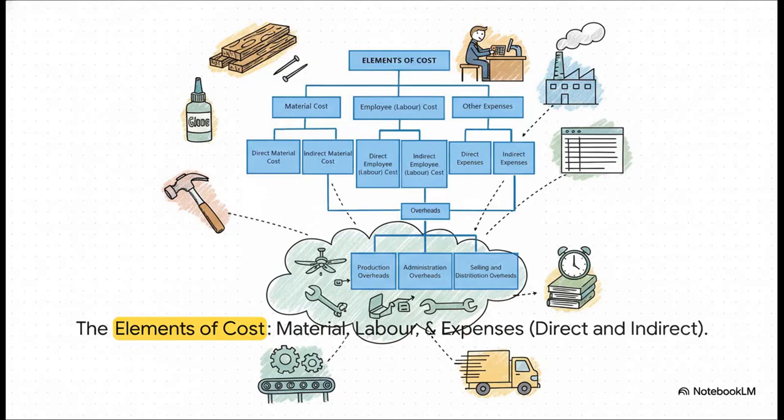And this diagram here, it shows how this whole thing comes together so well. Up top, you see the three core elements: material, labor, and expenses. And you can see each one is split into direct and indirect. The direct costs? Simple enough. But all those indirect costs, we're talking the glue, the accountant's salary, the rent, they all get bundled together into one super important category we call overheads.